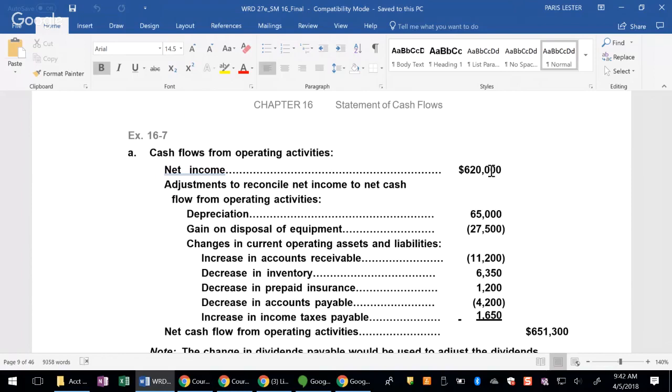So what two things did you have on here? Gains. Now you had dividends in this problem. Dividends don't go here, do they? Dividends go under financing.